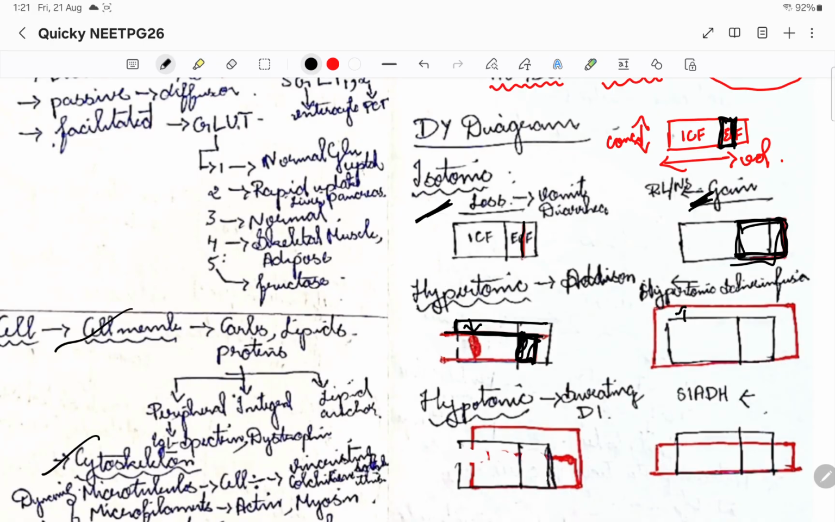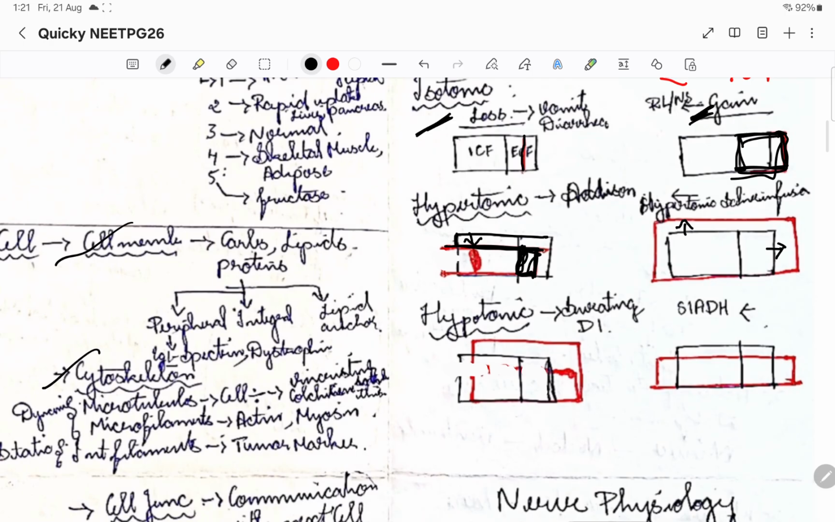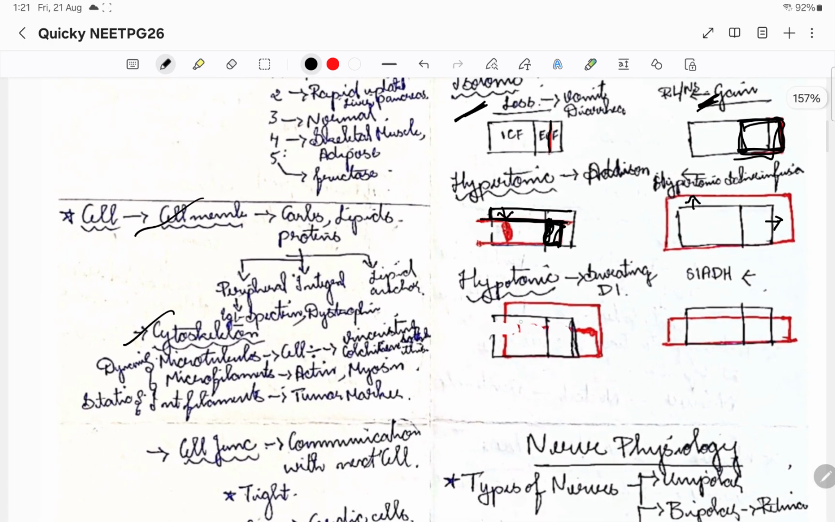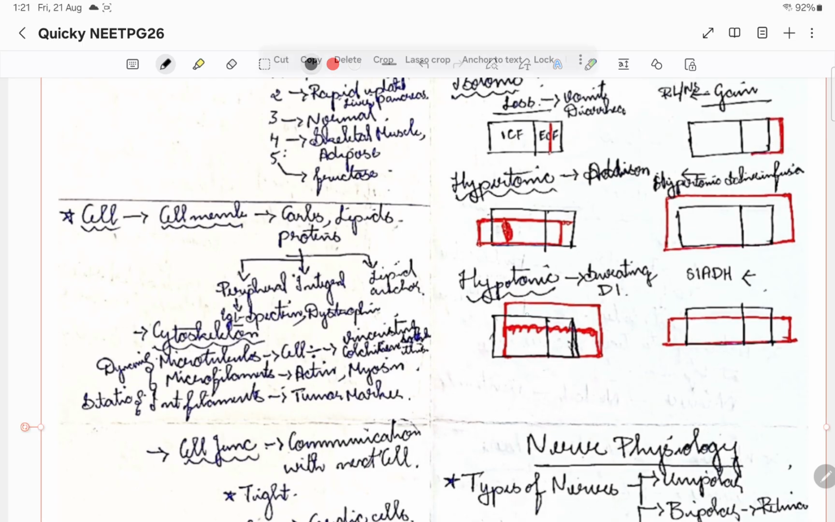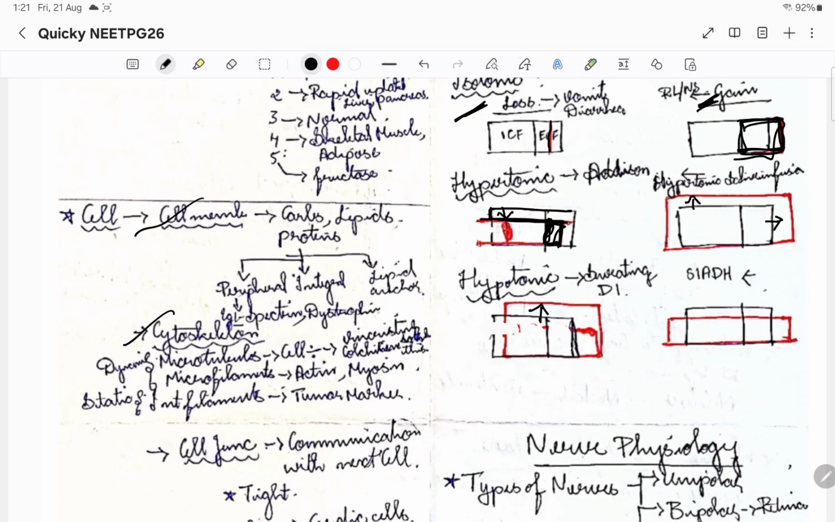So this is the graph when there is loss of hypertonic solution, whereas with gain of hypertonic solution, the concentration has increased as well as the fluid level. That is hypertonic gain. When it comes to hypotonic loss, the concentration has increased in ICF. Please remember, the concentration has increased in ICF.